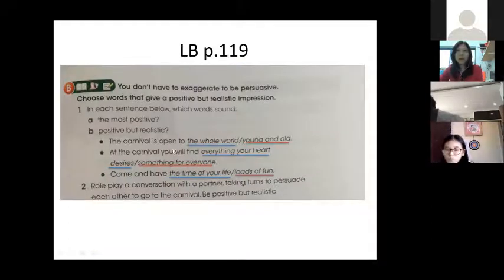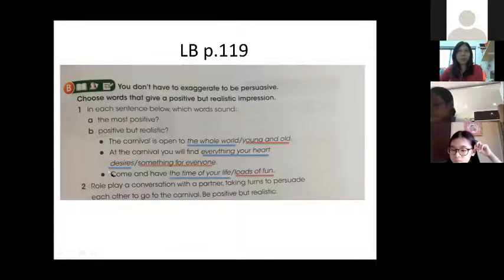So now here at the carnival, you will find everything your heart desires. I don't think so. I don't think people will find everything they desire in a carnival. I mean, it's just a carnival. What do you expect, right? But at a carnival, you will find something for everyone. It is still possible. So that is positive but realistic because it's possible, okay? There must be something for everyone. Maybe somebody likes food and they will find some food they like. Maybe somebody likes games, they will find games they like, okay? But definitely not everything your heart desires.